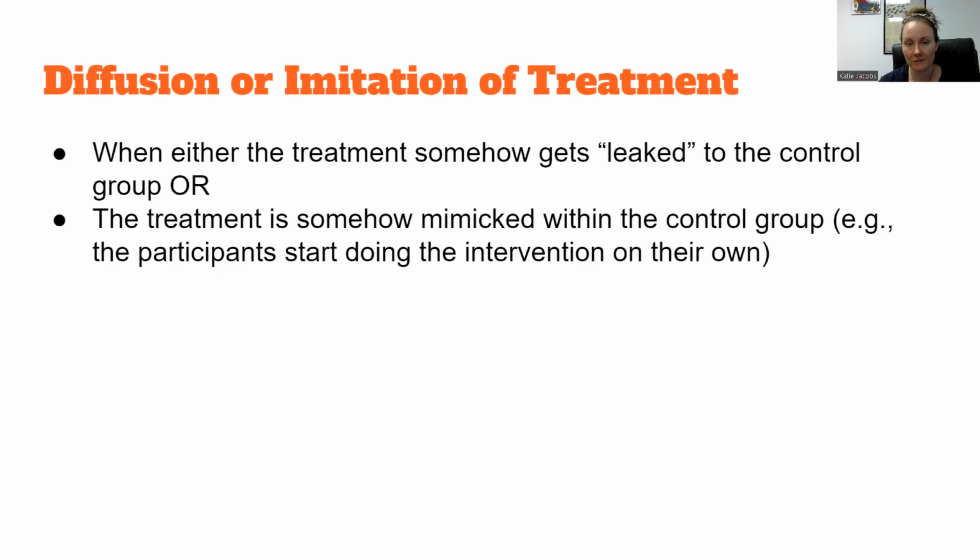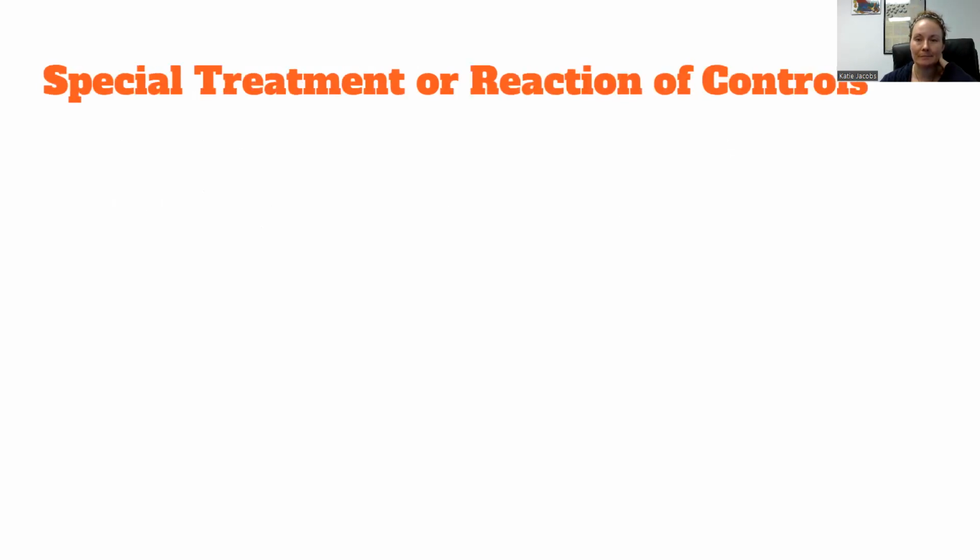So they started teaching their friends these interventions that were in the control group. And so the control group was actually doing the intervention too, which is why there wasn't a significant difference between the groups. So this is something really important to pay attention to if you're doing some sort of treatment or intervention, that the control group doesn't somehow end up getting the intervention as well.